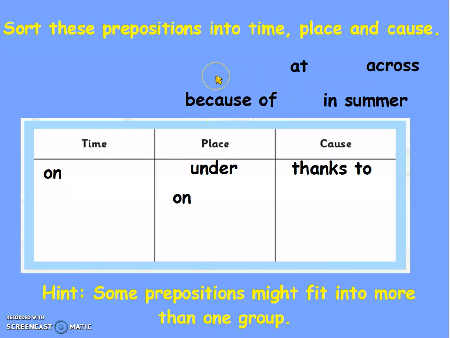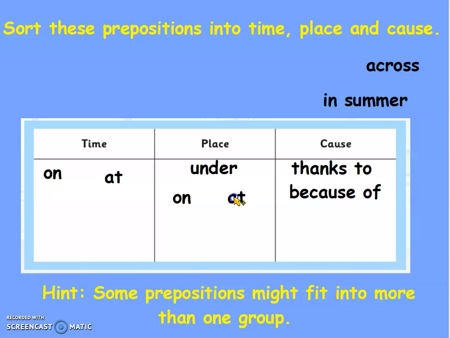Because of. Which column do we think that might be? Yeah, well done. It is a cause preposition. Next one then, we have at. Can you think of what type of preposition at is? This is another one that could fit into more than one group. We could have at 12 o'clock, or we could have at school, which is a place.